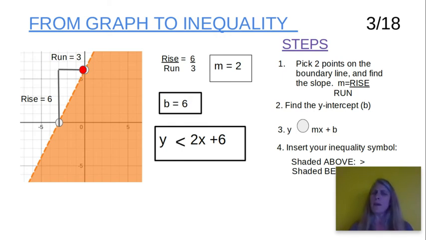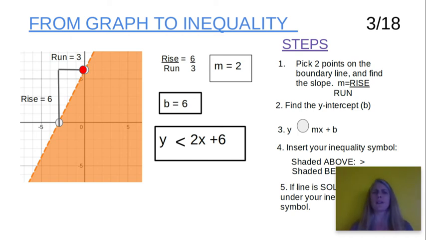Now, we need to pay really close attention to the line itself. If it is a dashed line, we're going to leave the symbol as is. However, if it is a solid line, we're going to add an equal sign underneath our inequality. In this case, it's dashed, so we can go ahead and leave it as is, and we have our inequality. Y is less than 2x plus 6.